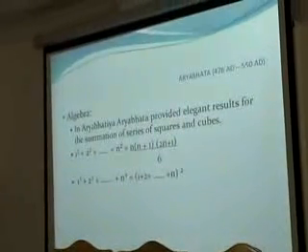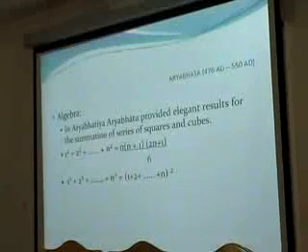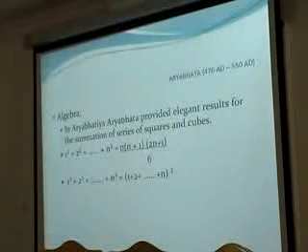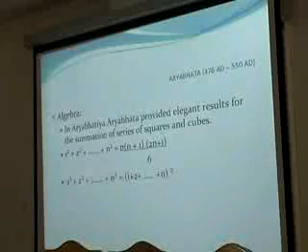Algebraic formulas: these formulas are used today also by all of us, even though they were invented in 400 AD. Aryabhata provided the elegant result for the summation of the series of squares and cubes. 1 square plus 2 square plus up to n square gives n into n plus 1 into 2n plus 1 by 6. We use this formula today also. 1 cube plus 2 cube plus up to n cube is equal to (1 plus 2 plus up to n) whole square.